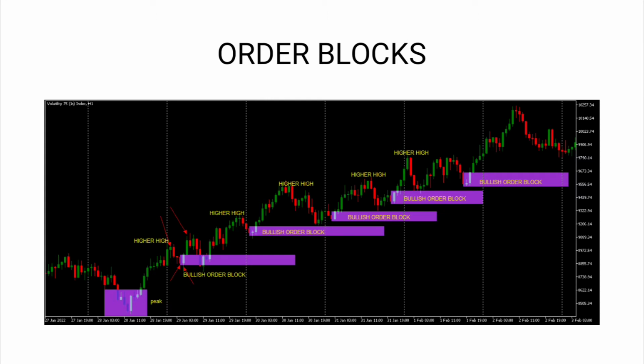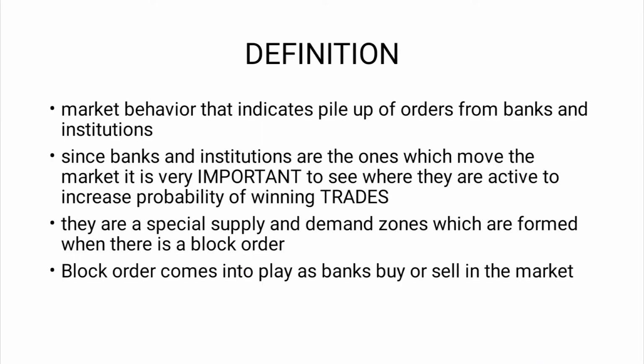On today's video I'll be talking about order blocks. What are order blocks? They are defined as market behavior that indicates a pile up of orders from banks and institutions. Since banks and institutions are the ones which move the market, it is very important to see where they are active and increase the probability of winning in your trades.